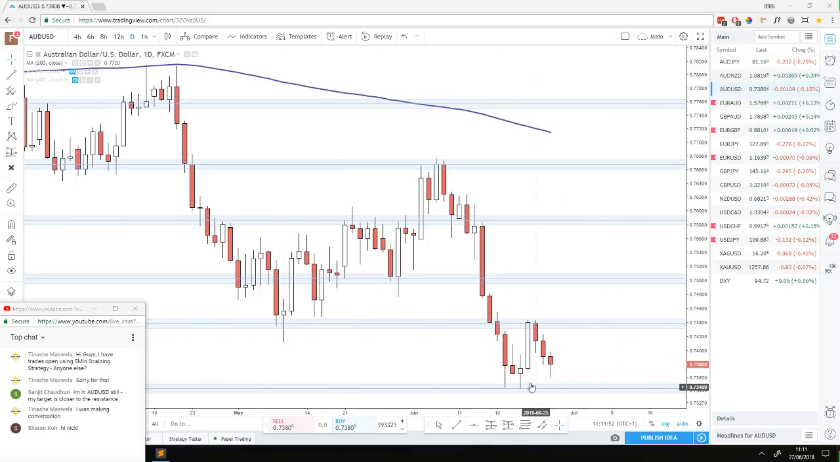So yeah, if you have your target down there, don't rush out now just because it's pulled back a little bit. Definitely keep your trade open and go for your target.